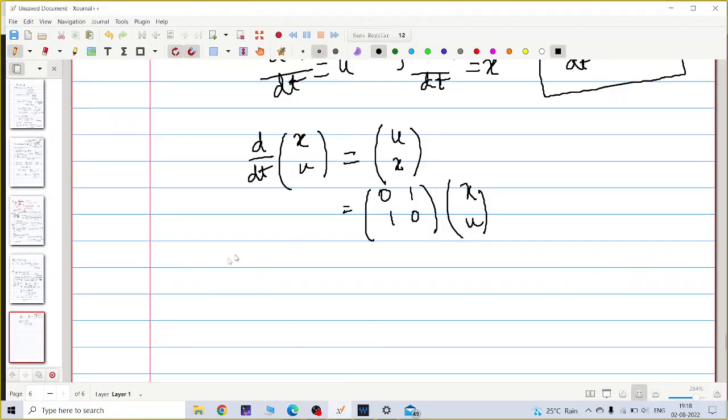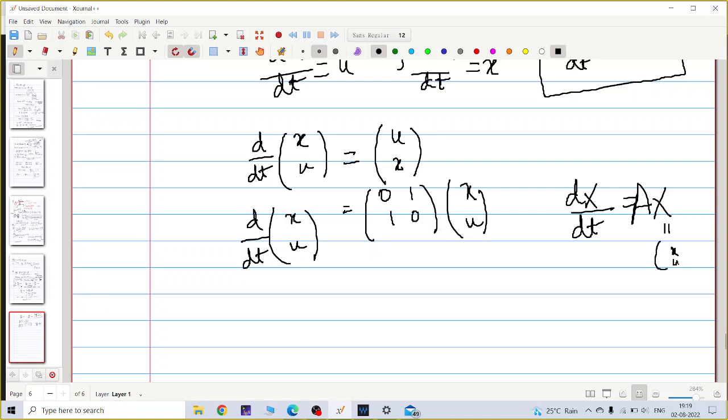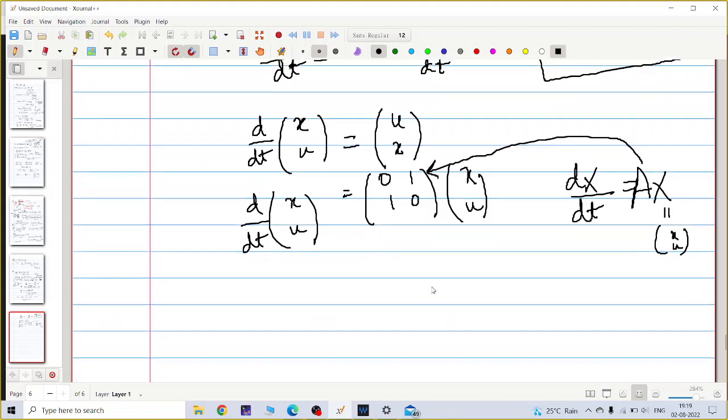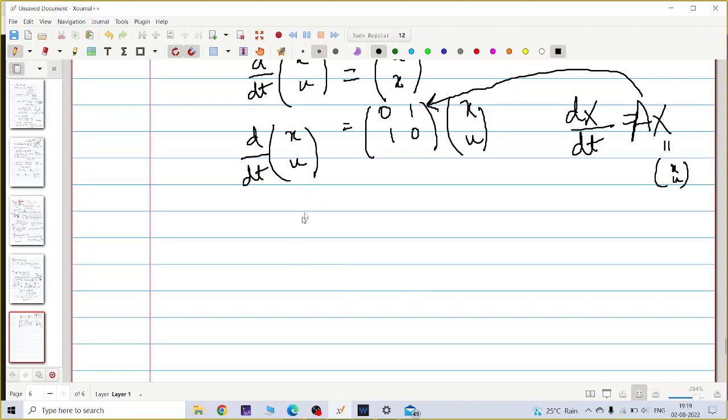So I will tell this method. I am writing d/dt of (x, u) equal to this. This is matrix multiplication, right? If you multiply this matrix with (x, u), you get this. So I write this equation as dX/dt equal to A X, where A is a matrix and X is a vector, X equal to (x, u), and A is this matrix. Understand? You know matrix multiplication? Yes, sir.